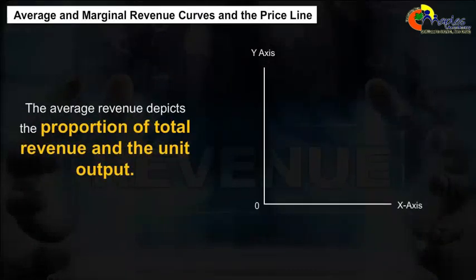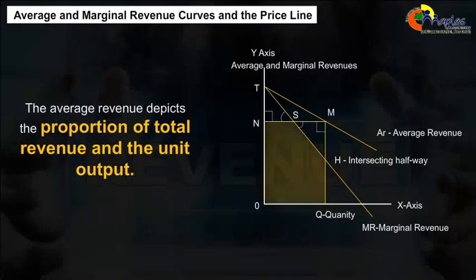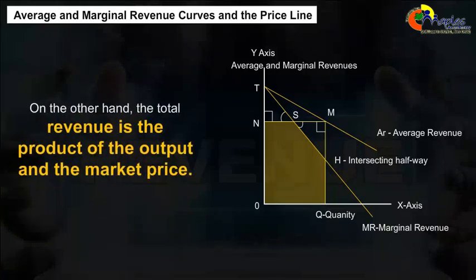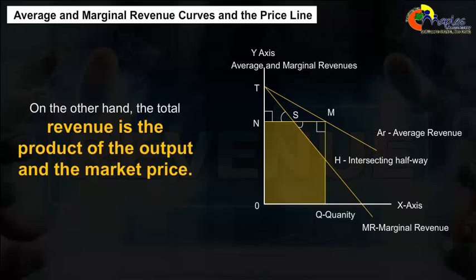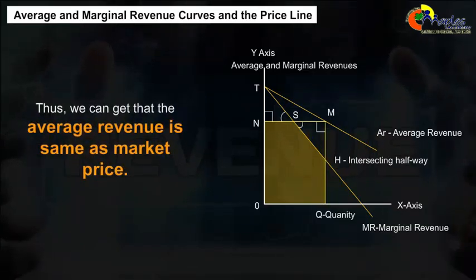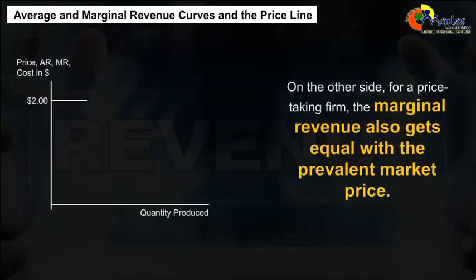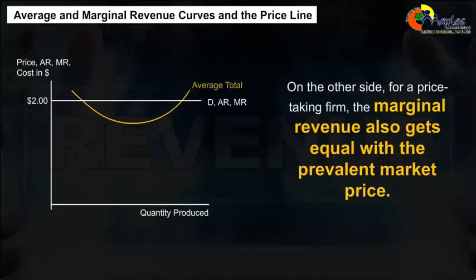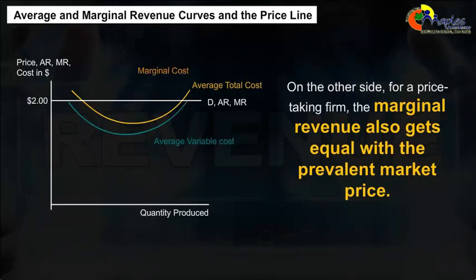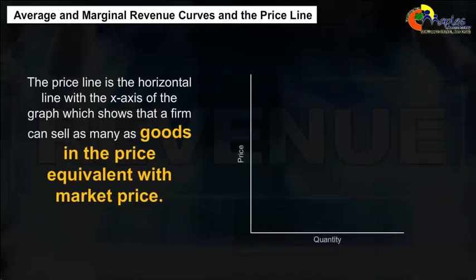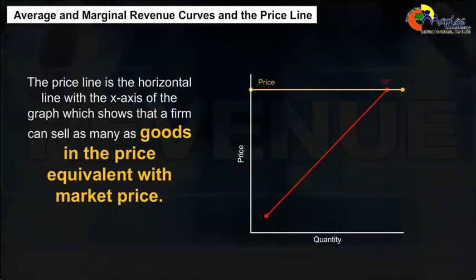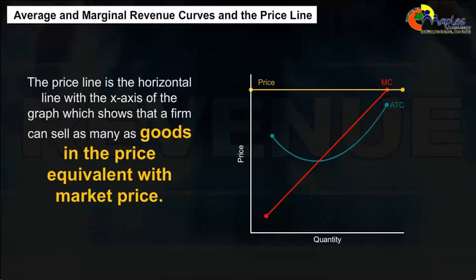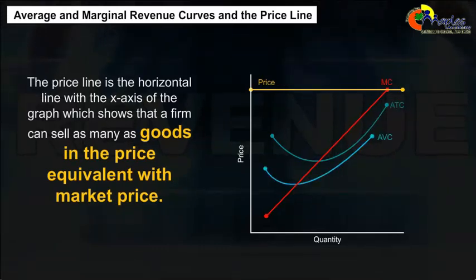Average and marginal revenue curves and the price line. The average revenue depicts the proportion of total revenue to the unit output. On the other hand, the total revenue is the product of the output and the market price. Thus, we can get that the average revenue is the same as the market price. On the other side, for a price-taking firm, the marginal revenue also equals the prevalent market price. The price line is a horizontal line parallel to the x-axis of the graph, which shows that a firm can sell as many goods as it wants at the price equivalent with the market price.